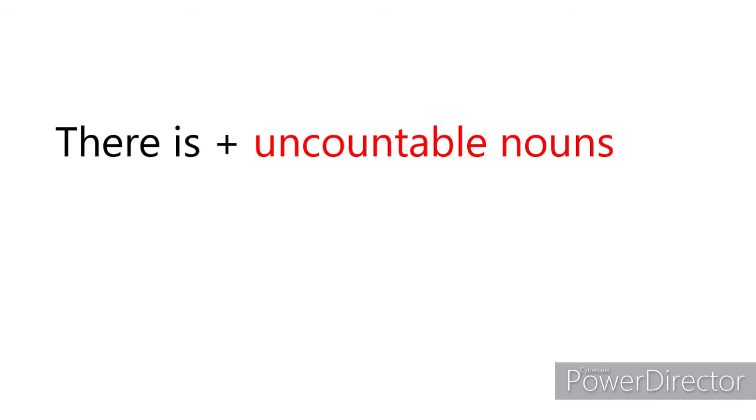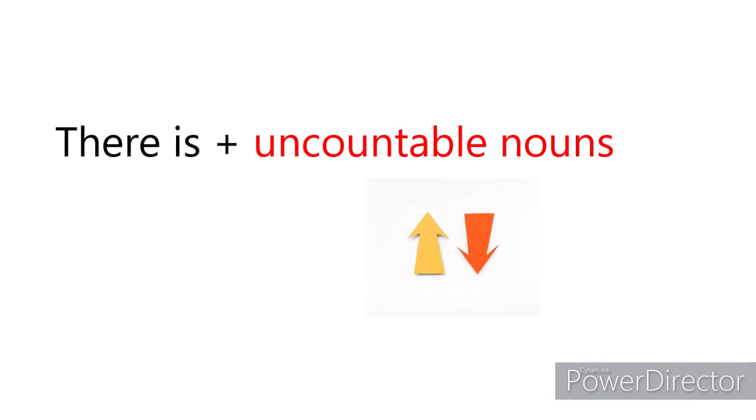We also use there is with uncountable nouns. نستعمل there is كذلك مع uncountable nouns، مع الأسماء uncountable. What does uncountable mean? Uncountable nouns are things or nouns that we can't count. أسماء لا نستطيع عدها. لا نستطيع قول واحد اثنان ثلاثة.